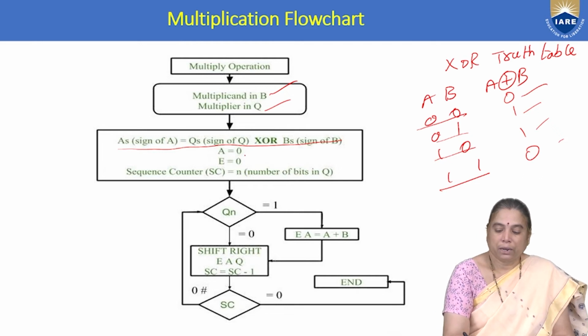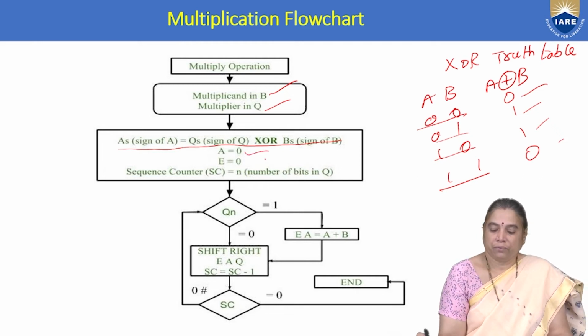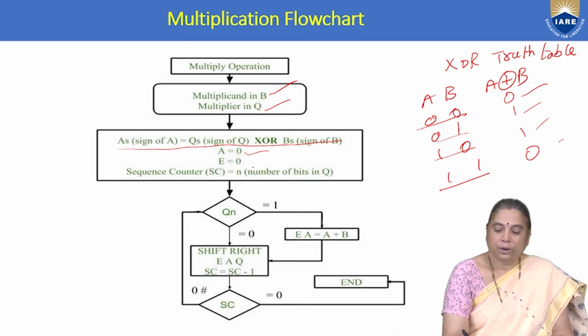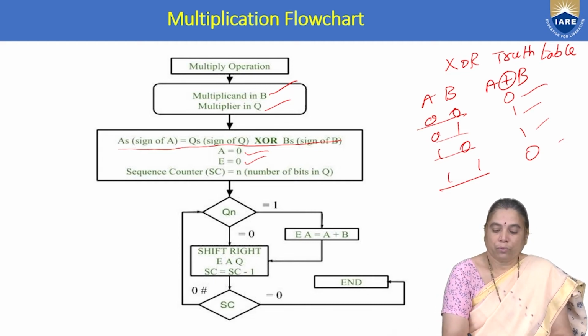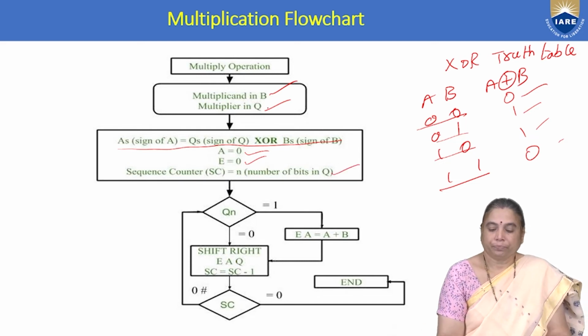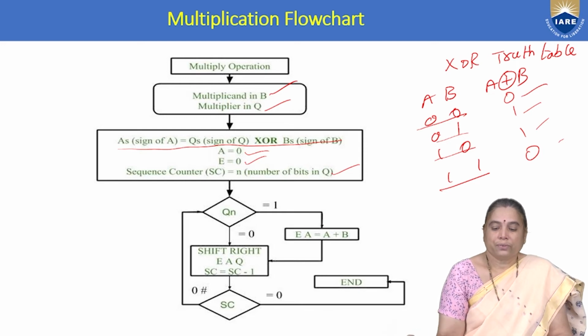So here the sign comparison can be done. The partial product register is initialized with 0, and the extra carry bit, that is the E flip-flop, is set to 0. The sequence counter is initialized with the number of bits in the multiplier. So how can the process of operation be considered?